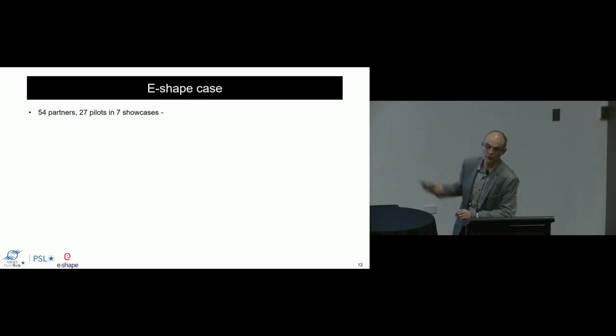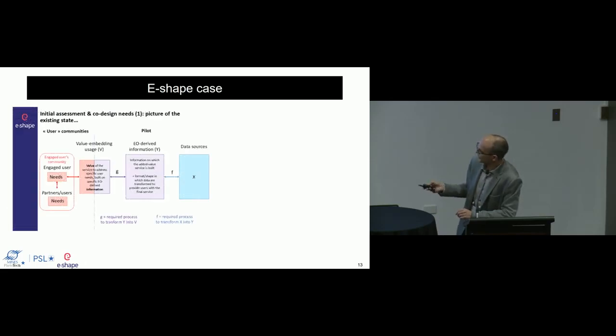So E-Shape: 54 partners, 27 pilots in 7 showcases on many, many different application areas. And what we have done on E-Shape, the first thing was to try to represent who are the actors. If we think about a kind of data-driven ecosystem, how is it organized?